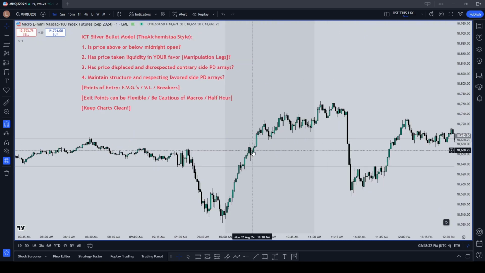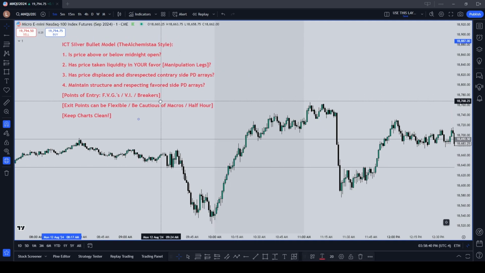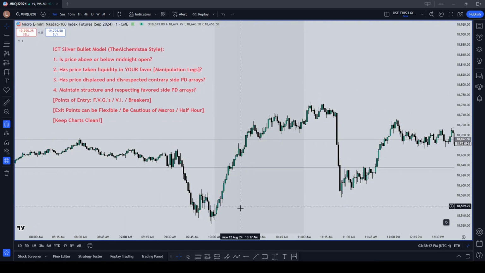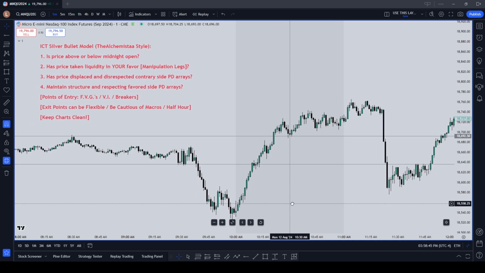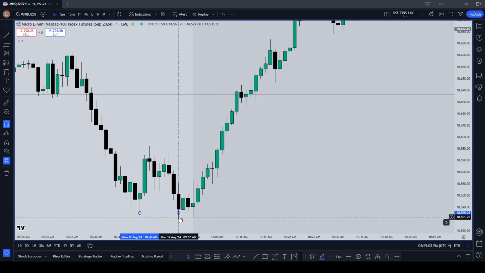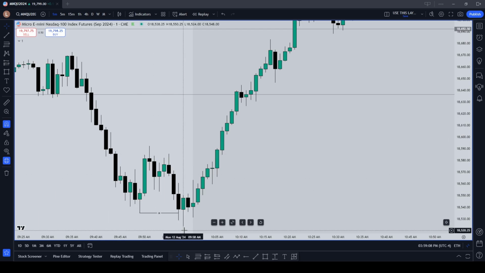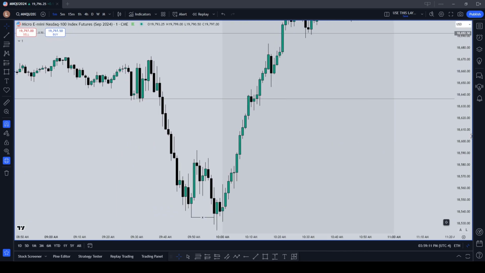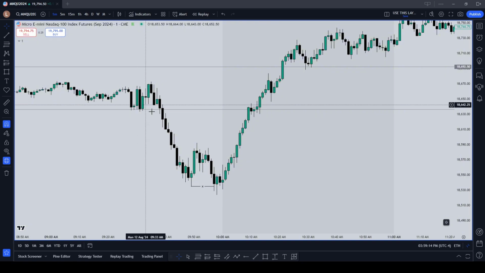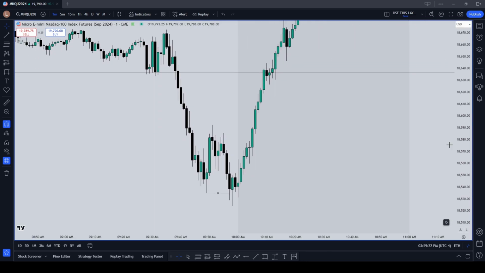Number two, we're below midnight open. That's always, remember, the first step if we want to be a buyer. And number three is really important. This is stating, has price displaced and disrespected contrary side PD arrays? Yes, it has. So if we zoom in here, as you can see, price does a manipulation leg. Like I said before, that's what you like to see. You want to see price take liquidity in the opposite direction that you're looking at, because again, this shows smart money is accumulating. It's willing to take it even further. That's going to provide you better support and better confirmation towards the bias you're looking for. So you want to see moves like this.